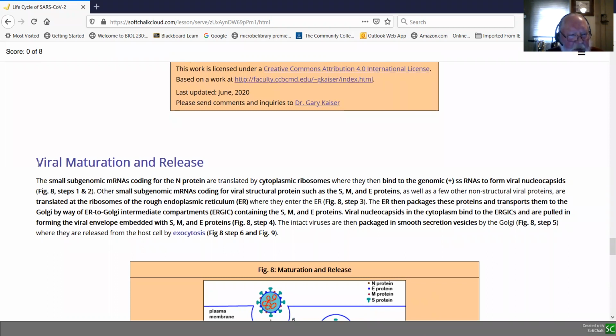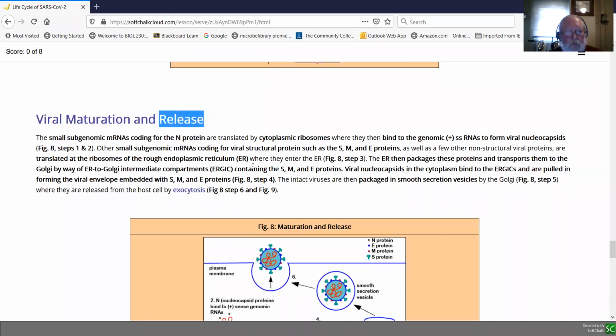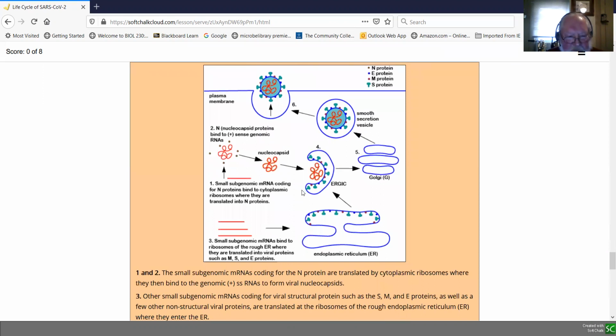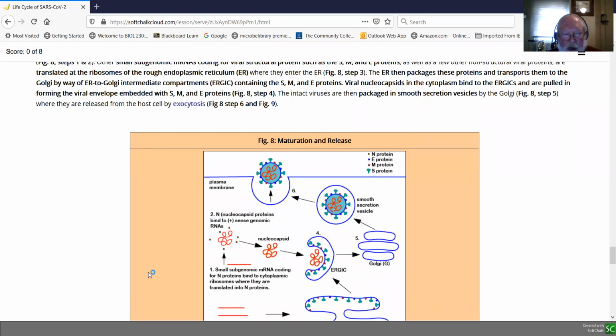Then we get to our next step in the viral life cycle, viral maturation. Remember, that's where the parts of a virus assemble around the genome, and finally release of the virus from the infected host cell. So the small subgenomic messenger RNAs that code for the nucleocapsid protein are translated by cytoplasmic ribosomes, where they bind to the genomic plus single-stranded RNA genomes to form the viral nucleocapsid. And we see that in steps 1 and 2 of figure 8.